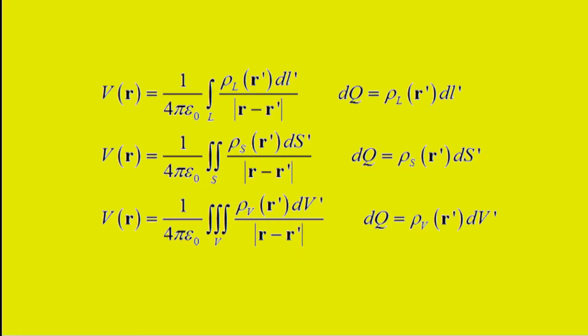When the amount of charge becomes a continuous distribution instead of a discrete one, the summation turns into an integral, be it over a line, surface, or volume. Take a moment to convince yourself by looking at the summation formula first that these are the expressions for the potential due to a line, surface, and volume respectively.